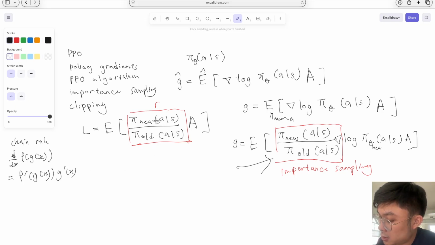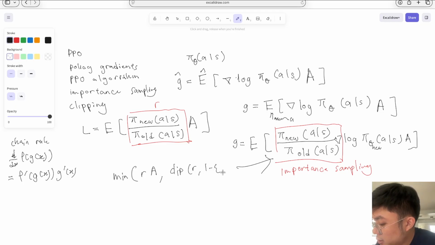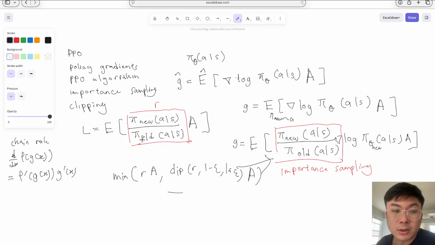So finally, PPO just adds a clipping term on this R: min of R, clip of R to 1 minus epsilon and 1 plus epsilon, times A. We don't want too large a policy gradient update, and so the PPO algorithm adds a clipping term to this R term.